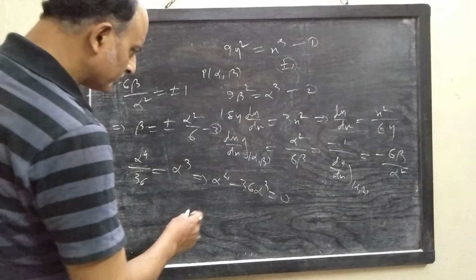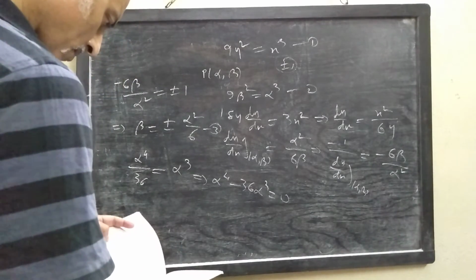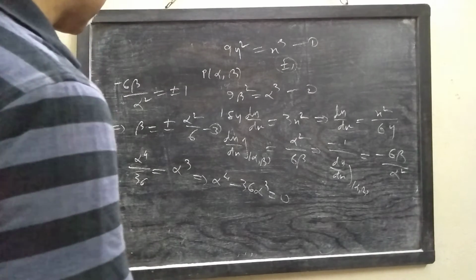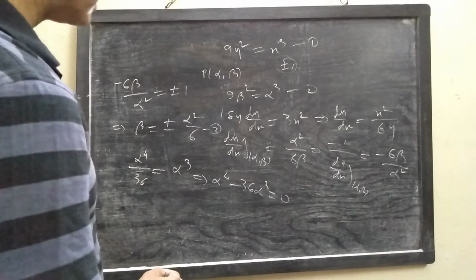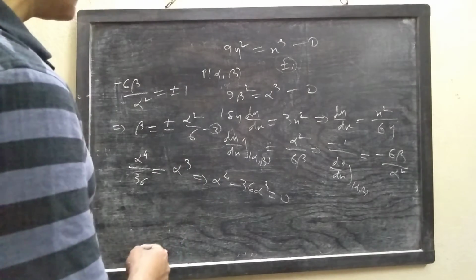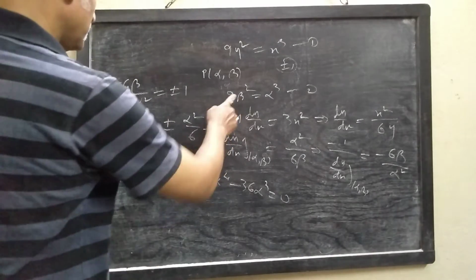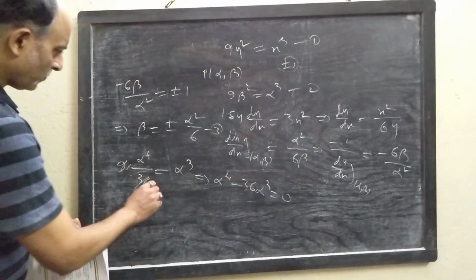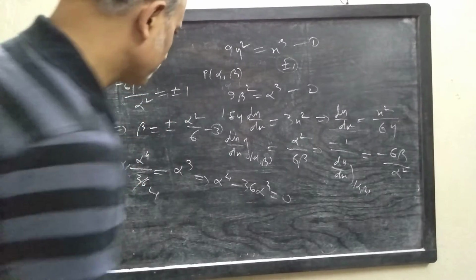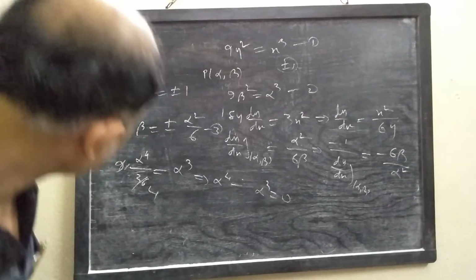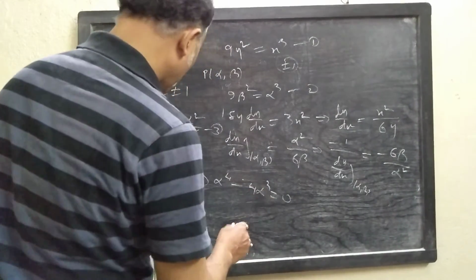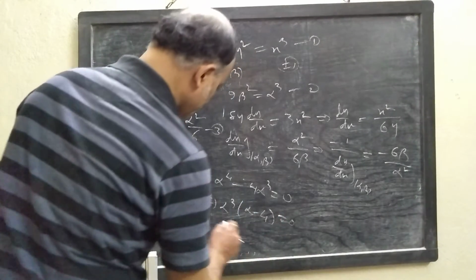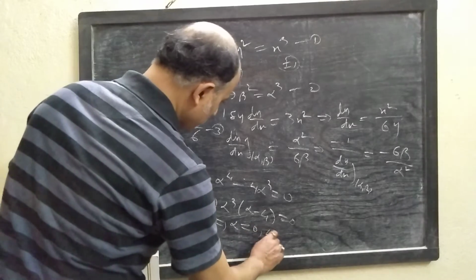Getting beta between 2 and 3, here it is 9 into alpha to the power 4 by 36, that is alpha to the power 4 by 4, equals alpha cube. Alpha cube into alpha minus 4 equals 0. That implies alpha equals 0, 4.